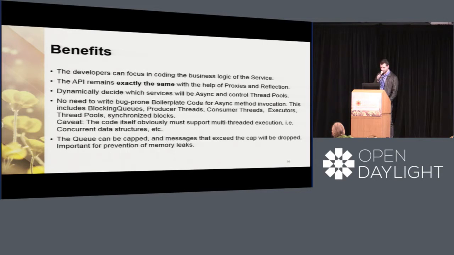A small caveat here: the code obviously must support multi-threaded execution. So if the code in service B uses a hash map, and the developer of service B just used a normal hash map and not a concurrent hash map, and now 5 threads execute the code simultaneously, obviously it won't work, right? The data structures in service B have to support multi-threading.